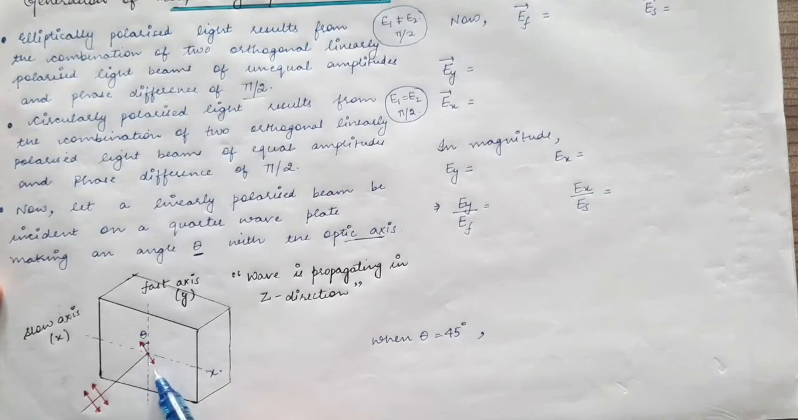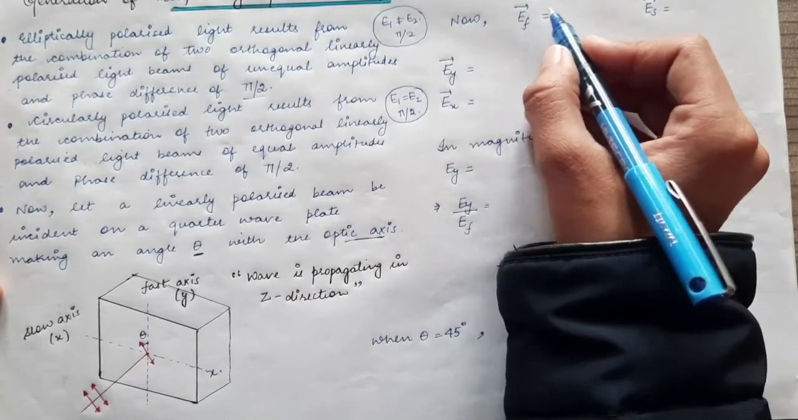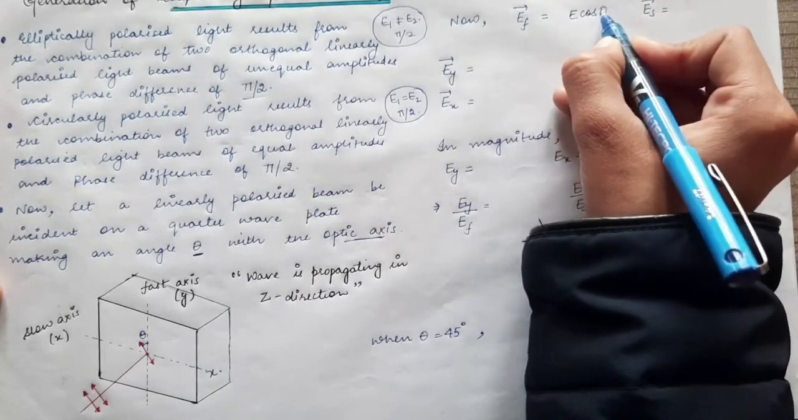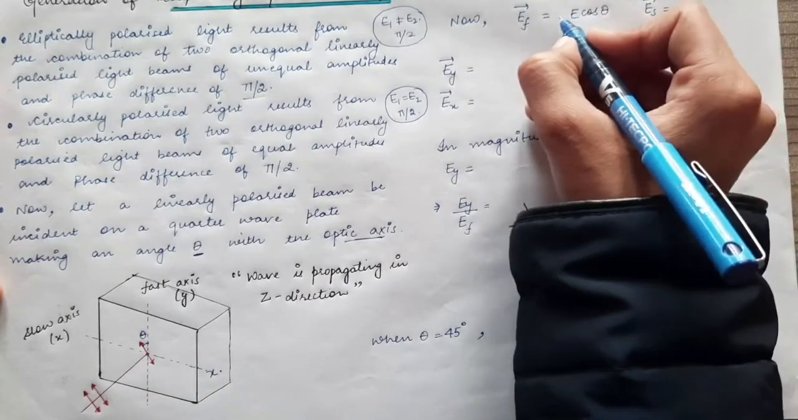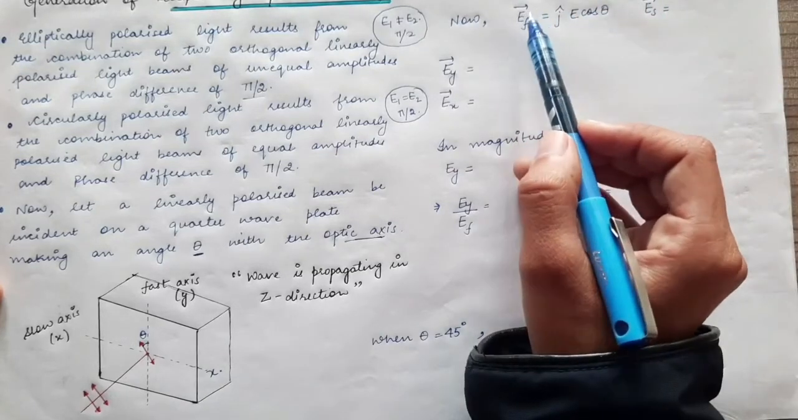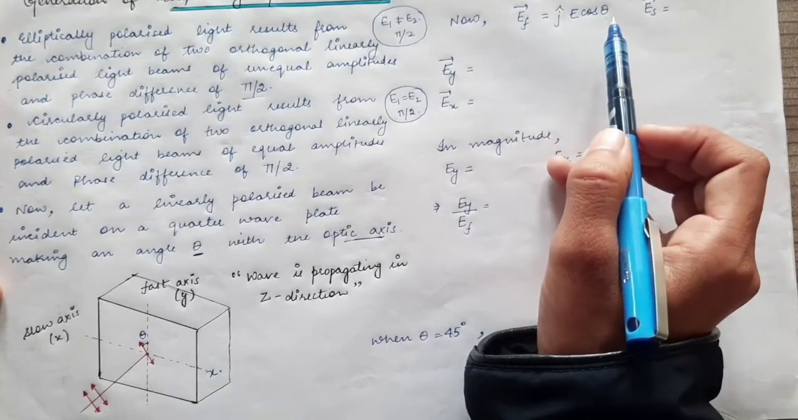So this electric field can be divided into two parts. One will be along the fast axis and one will be along the slow axis, or you can say the x-axis. So the electric field along the fast axis is written as E_F vector equal to E cos theta, and this is along the y-axis, so it will be j cap.